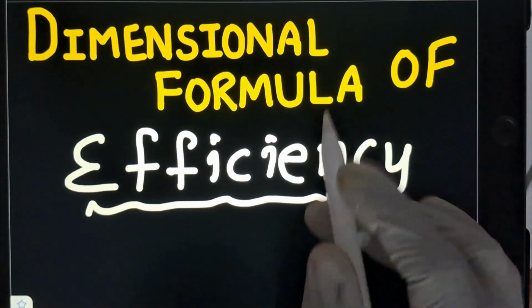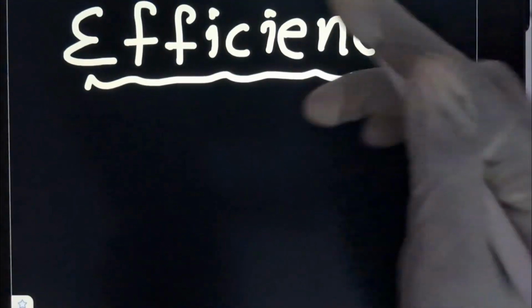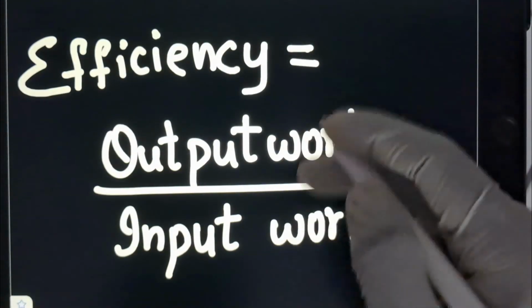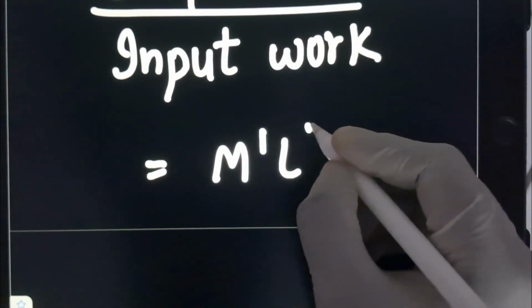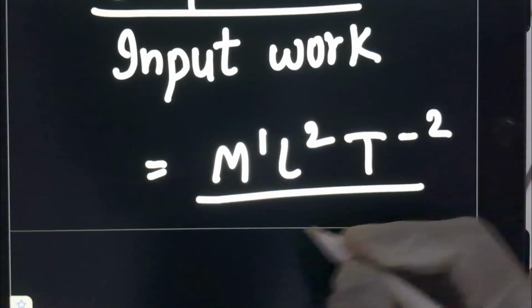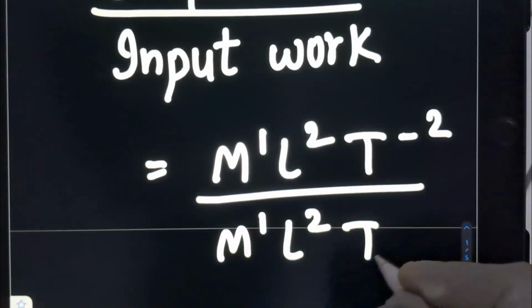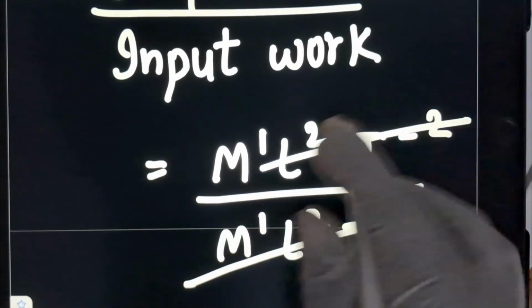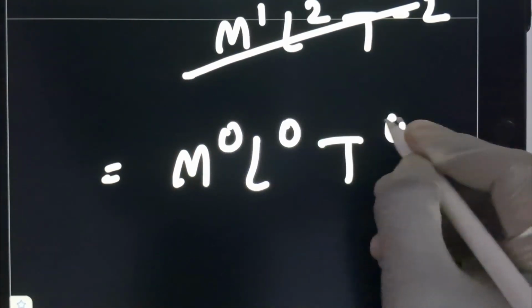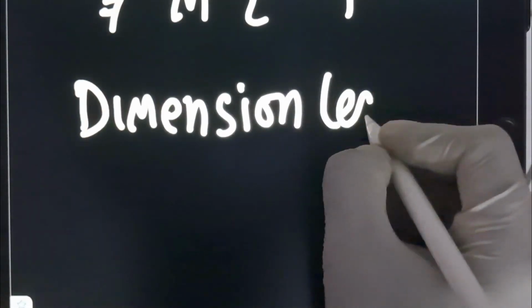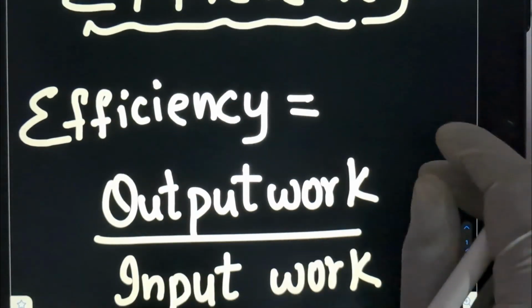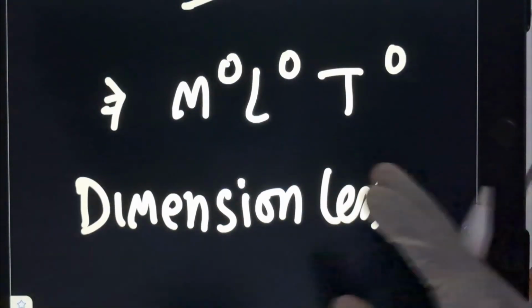To find the dimensional formula of efficiency, firstly the formula of efficiency is output work by input work. The dimensional formula of the work is M power 1 L power 2 T power minus 2. In both the numerator as well as in the denominator, we have the same work. So on cancellation, we get M power 0 L power 0 T power 0. No dimensions. It is dimensionless. So the dimensional formula of efficiency is M power 0, L power 0 and T power 0.